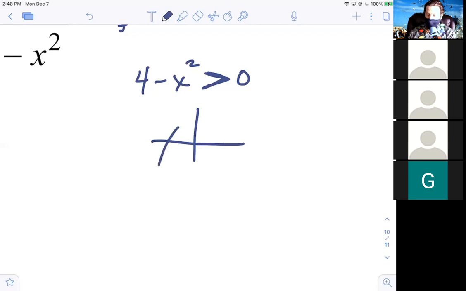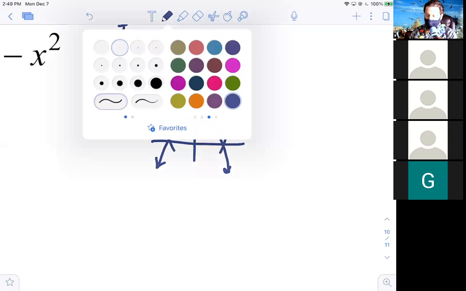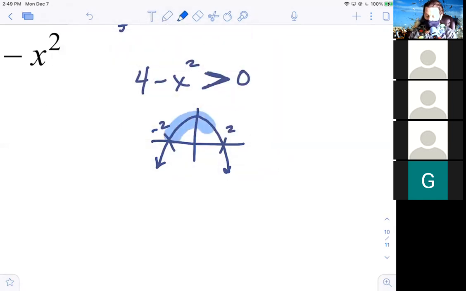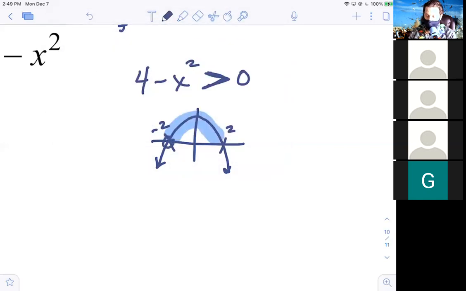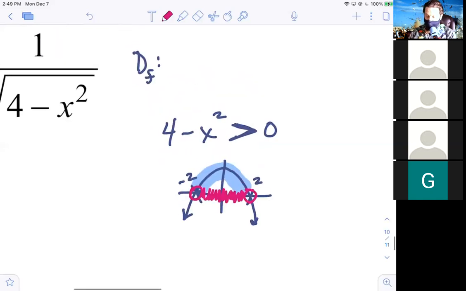This is a parabola that opens down, and it's symmetric to the y-axis. Where are the x-intercepts? Can you tell just by looking at it? What makes 4 minus x squared 0? Plus or minus 2. And we want to know for what values of x is it strictly positive. That means strictly above the x-axis. Well, in that case, it's going to be everything strictly between -2 and 2. Okay? So there's the domain. The domain is everything strictly between -2 and 2.